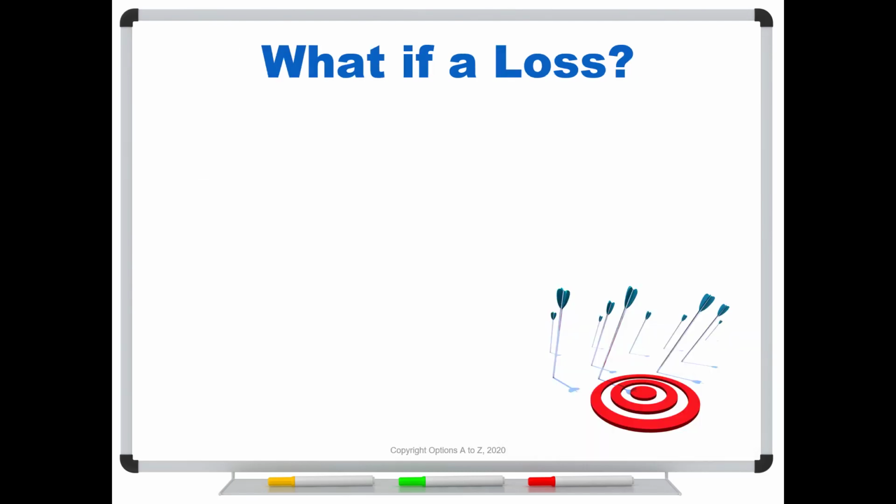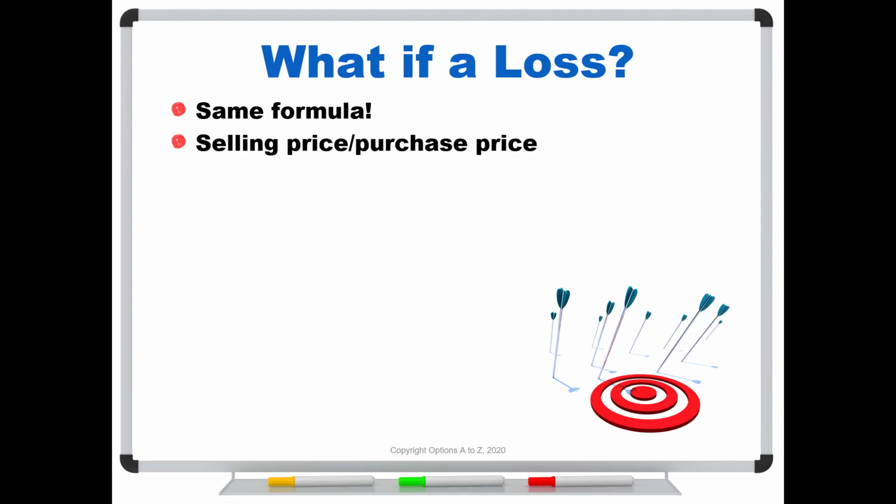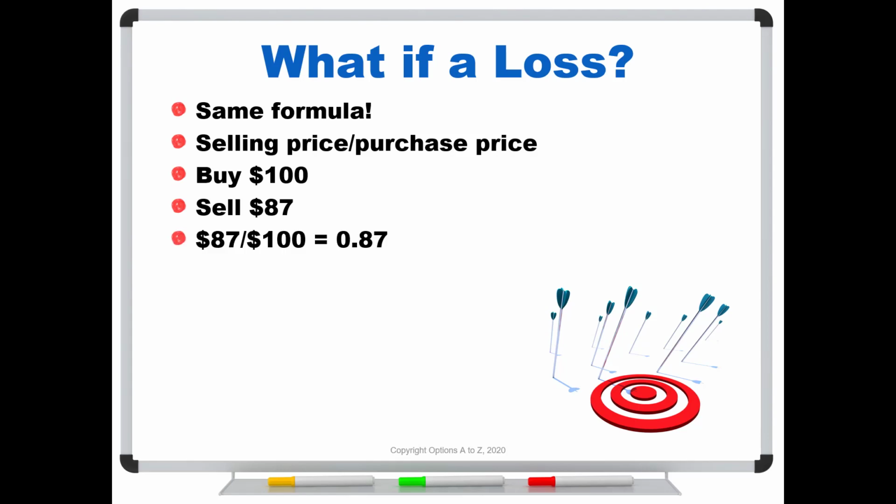Okay, so what if you ended up with a loss? Well, it's always the same formula. Take the selling price divided by the purchase price. So if you purchased, let's say, shares for $100 and sold them for $87, take your selling price of $87 divided by the purchase price of $100, that gives us 0.87. So what this is telling you right here is that your ending investment is 87% of the starting point, which is to say that you've lost 13%.